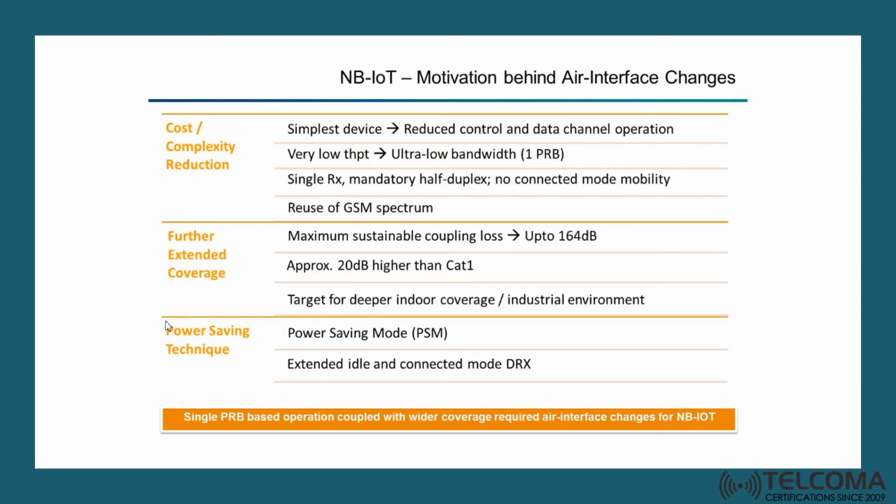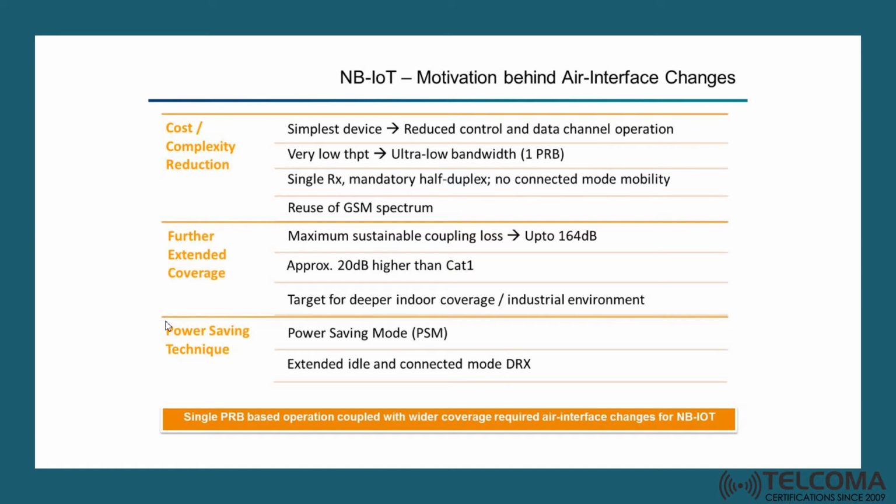Motivation: again, the motivations remain the same, but much more aggressive than EMTC or CATM1. Again, to make the simplest device, reduce the cost as much as possible and reduce the complexity as much as possible. These are the main motivations for NB-IoT: to build the simplest device possible by removing all the control channel and data channel overheads and reducing the operation for both control channels and data channels. Very low throughput is expected, that we have already seen.